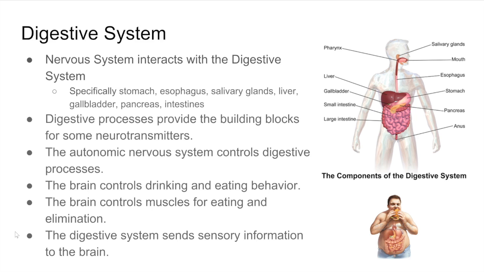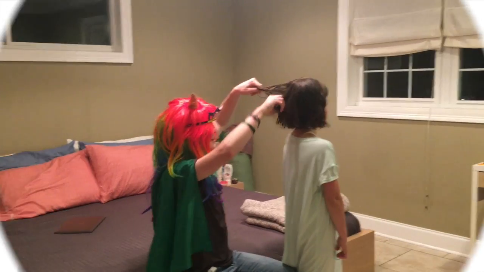The autonomic nervous system controls digestive processes by controlling blood flow to the digestive tracts. The brain controls drinking and eating behavior. The brain controls muscles for eating and elimination, meaning poo and peeing. The digestive system sends sensory information to the brain.